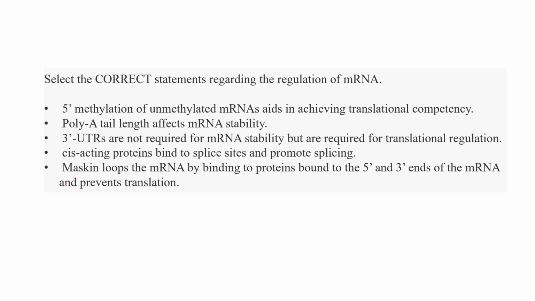For example, masking loops the mRNA by binding protein. So basically, many kinds of proteins bind at the 5' and 3' end of the mRNA. And it is actually important and helpful for the mRNA also, because when the mRNA goes into the cytosol, it is a reducing environment. In that reducing environment, it is important to keep the mRNA intact and preserve its integrity. So that is why this statement is also correct. So three statements are correct in this question.